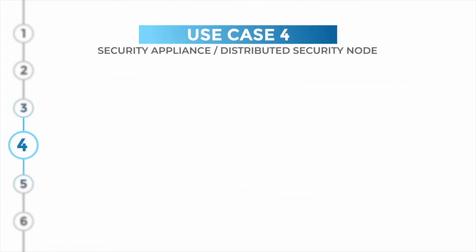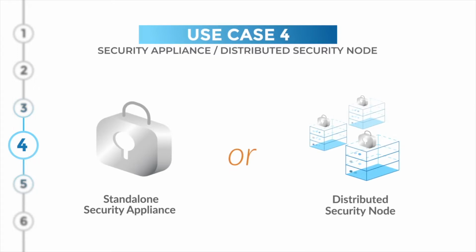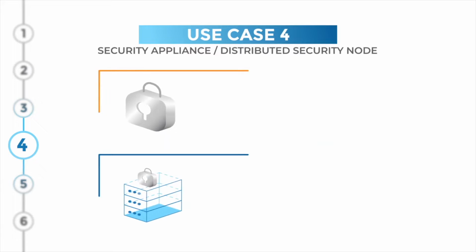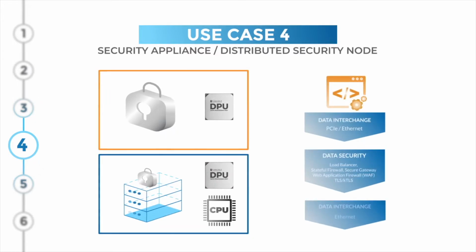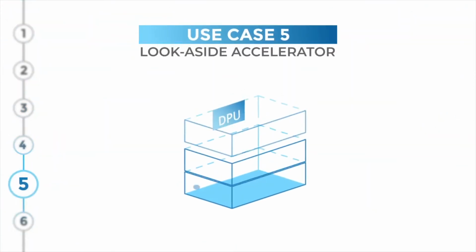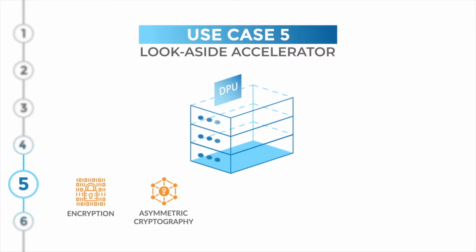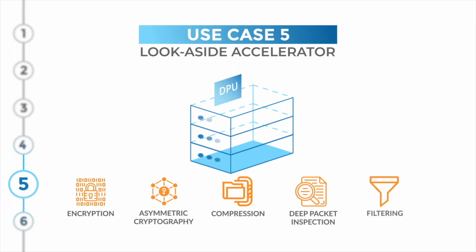Next, the Fungible DPU can also serve as a standalone security appliance or a distributed security node in host servers. In both cases, the Fungible DPU operates as a security hub that delivers comprehensive protection for data entering and exiting data centers and data moving laterally within the servers in the data centers. The Fungible DPU can also act as a look-aside accelerator, offloading the CPU for functions such as encryption, asymmetric cryptography, compression for both text and images, deep packet inspection, and filtering.